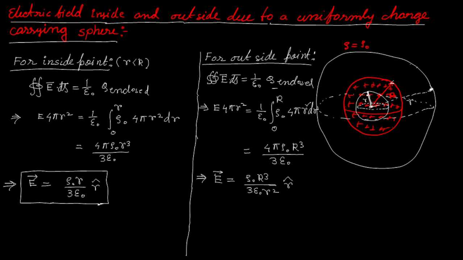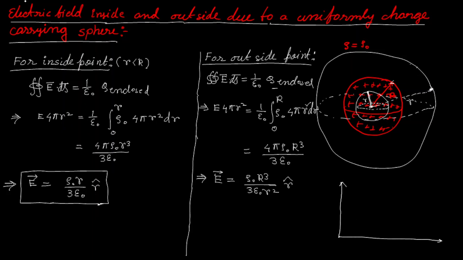So if a sphere is carrying a uniform charge density, let's say rho naught, then inside, at any point at a distance r from the center, the electric field will be rho r divided by 3 epsilon naught. If the charge density is positive, then the electric field will be along r cap. If it is negative, then it will be minus r cap. And on the outside, it will be rho R cube divided by 3 epsilon naught r square.